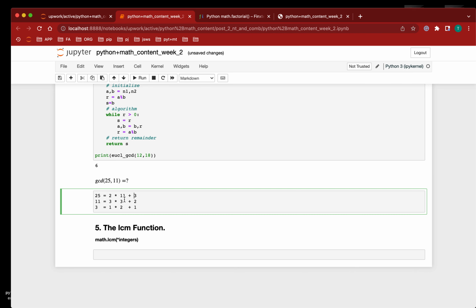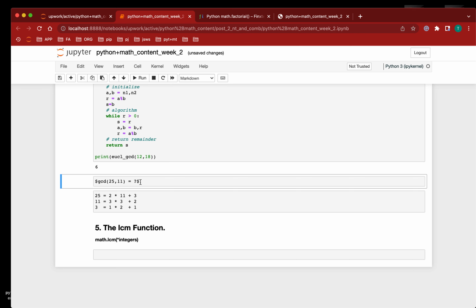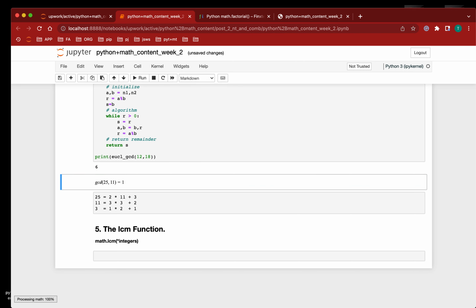Next, what you do is you take 11, and you divide it by the remainder you just got, which is 3. So 11 divided by 3 is 3, remainder 2. And then you just repeat the same process. So you take 3 again, and you divide it by 2, and the remainder is 1. And the amazing thing is that this last remainder is actually the GCD.